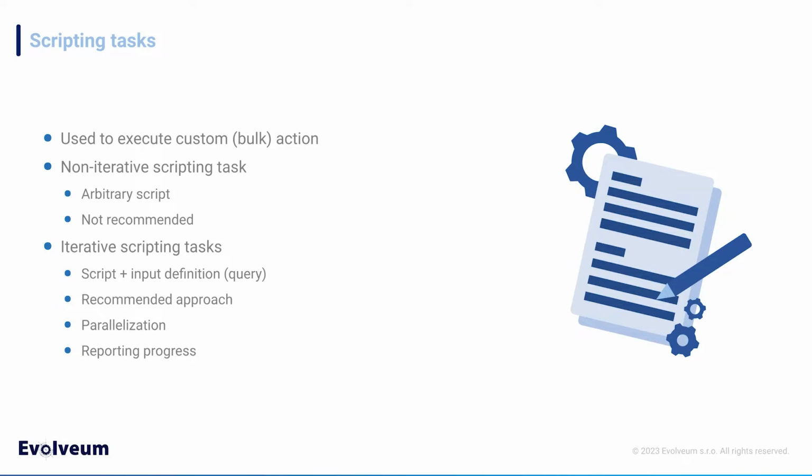Yeah, then moving on to some custom tasks that you can basically create. An example is a scripting task. Scripting tasks are used to execute some custom or even bulk action. There are two types of scripting task. The first one, the old one, is the non-interactive scripting task.